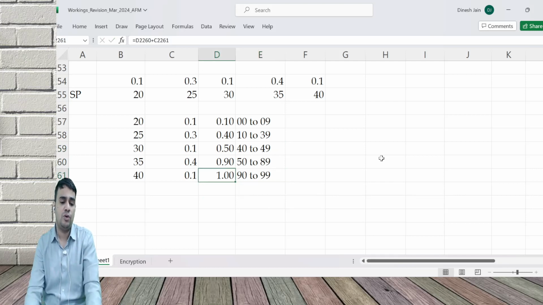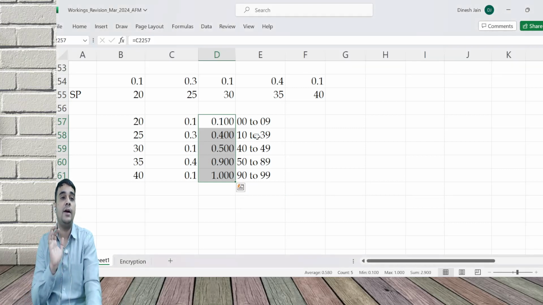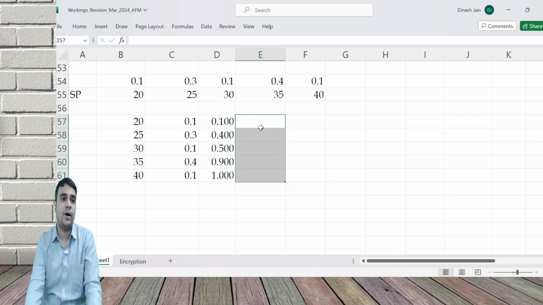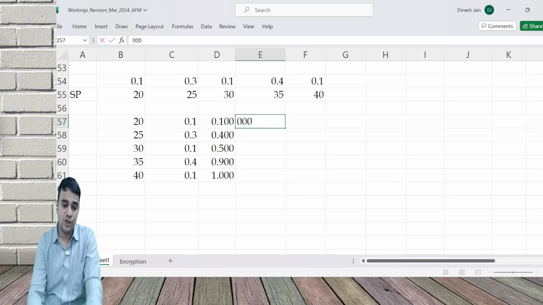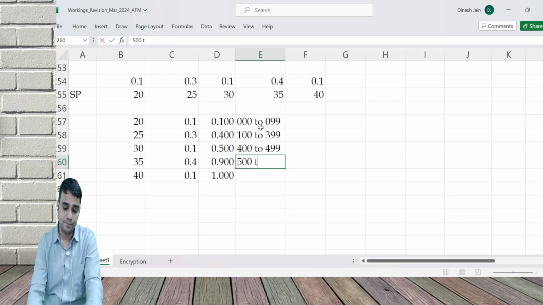Same thing you can do with 3 digits. Add one more decimal. Read this as 100, 400, 500, 900 and 1000. What is the number before 100? So 000 to 099, 3 digits. Then 100 to 399, 400 to 499, 500 to 899, and 900 onward.